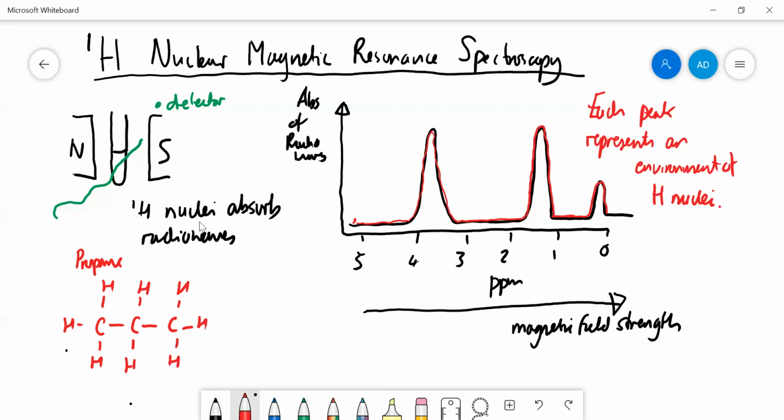You can probably see there that there are 8 hydrogens, but they're not all the same. It's fairly obvious that these 3 are all attached to the same carbon, so they're in an identical environment to each other. Because there's symmetry in this molecule, these 3 are also identical to them. And these 2 hydrogens are the same as each other, as they're both attached to the same carbon. So propane will give you an NMR spectrum with 2 peaks.